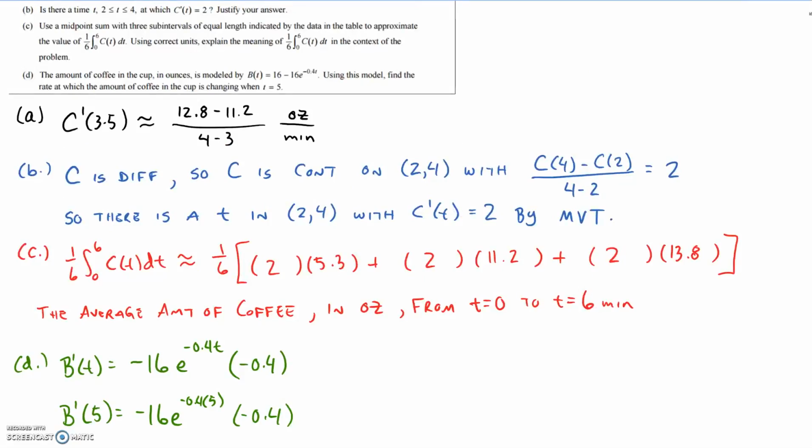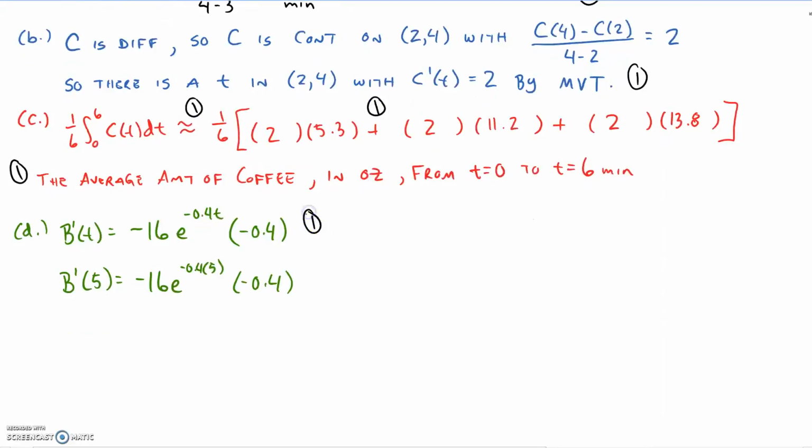The first point comes from the approximation for C prime of 3.5, the setup and the answer, and this difference quotient that's shown is both the setup and the answer. 1 point came from the units, 1 point came from finding the slope of the secant from 2 to 4, another point came for the correct mean value theorem justification, 1 point came from the midpoint Riemann sum, 1 point came for the approximation of the average amount of coffee, which means the students didn't forget to leave off the 1/6. 1 point for the explanation or the interpretation of that average amount integral. 1 point for finding b prime of t correctly. 1 point for plugging in 5.